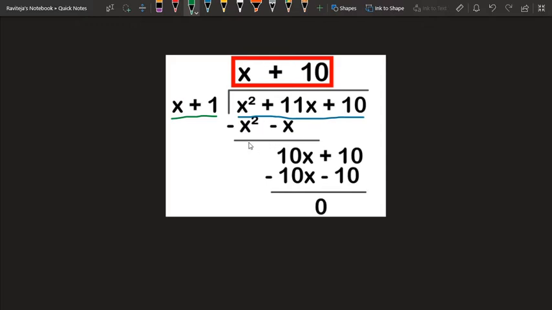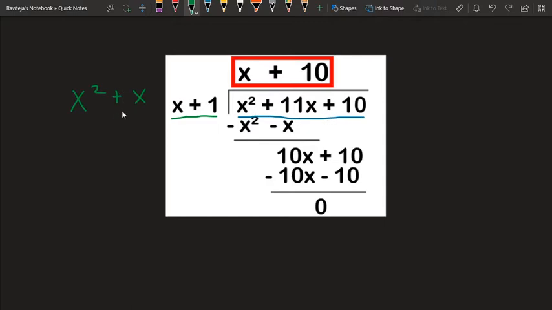Now to get rid of that term, we have to multiply our divisor right here by a certain term or number that will give us a result which we can use to cancel out this x squared. So right here in this example, we see that we multiply x plus 1 by x first. Well, x plus 1 times x gives us x squared plus x. Okay, that makes sense because now we are left with an x squared which we can use to cancel out this x squared in our dividend because we want to get rid of all of these terms.